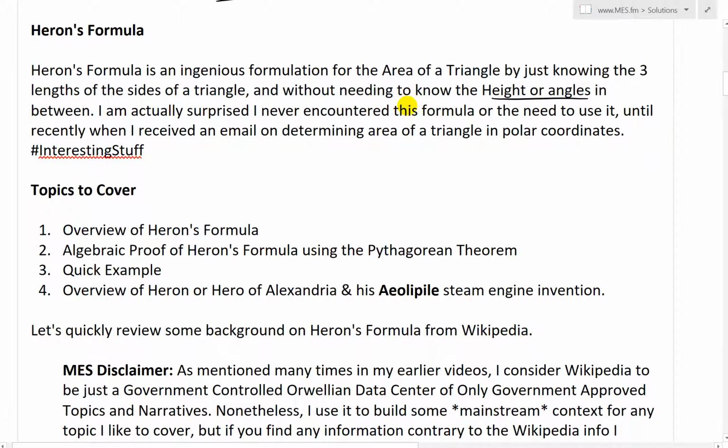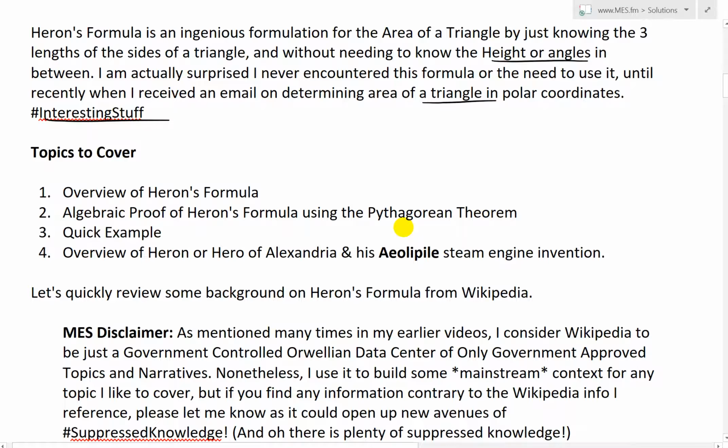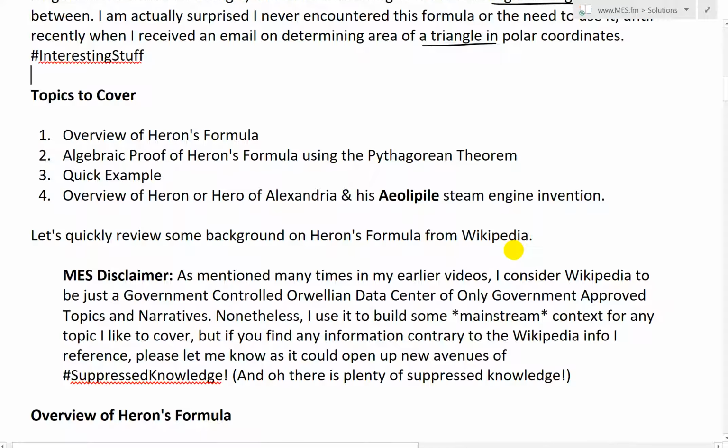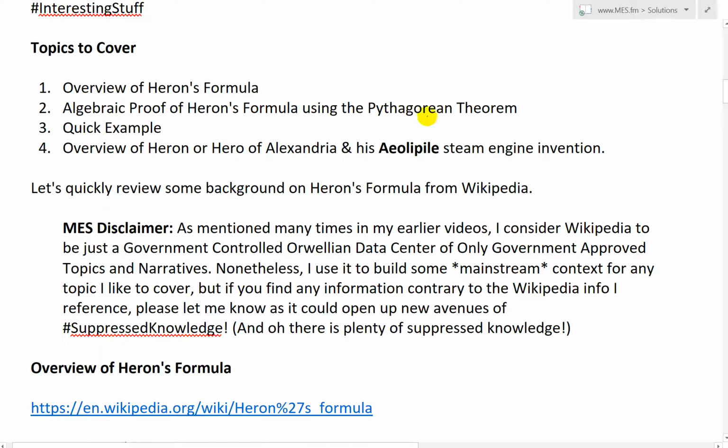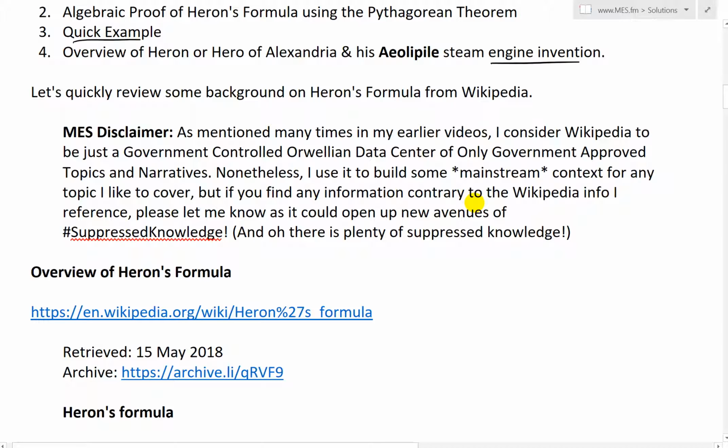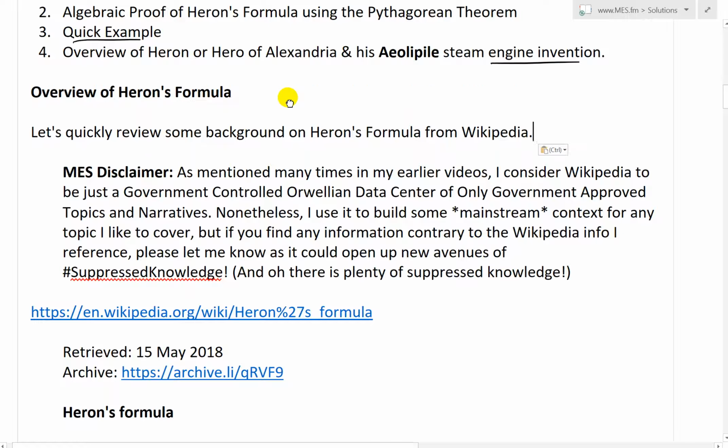I'm actually surprised I never encountered this formula or the need to use it until recently, when I received an email on determining the area of a triangle in polar coordinates. Hashtag interesting stuff. And I looked it up, I'm like, okay, that's pretty interesting. So here are the topics to cover for this video. It's an overview of Heron's formula, an algebraic proof of Heron's formula using the Pythagorean theorem, going over a quick example, and also a quick overview of Heron, or Hero of Alexandria, and his steam engine inventions. Pretty amazing stuff.